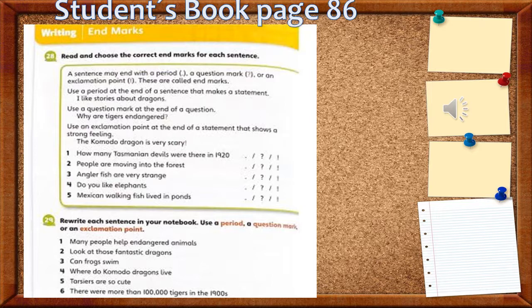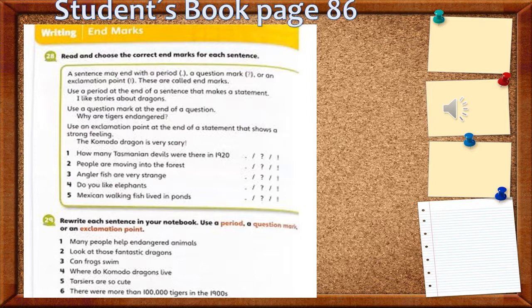So then we have 5 sentences and you need to choose the correct end mark for each one. For example, the number 1. How many Tasmanian devils were there in 1920? We are going to use point, a question mark, or an exclamation point. Well, it's a question, right? So we are going to use a question mark.